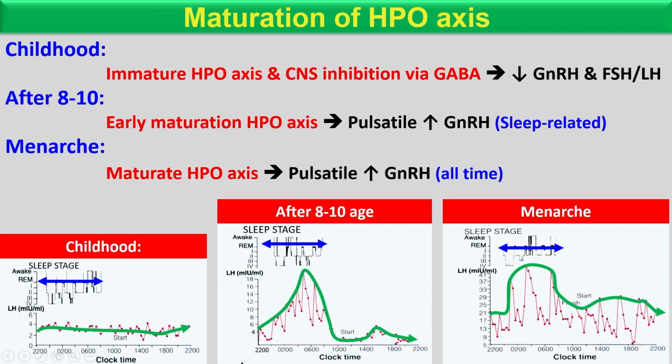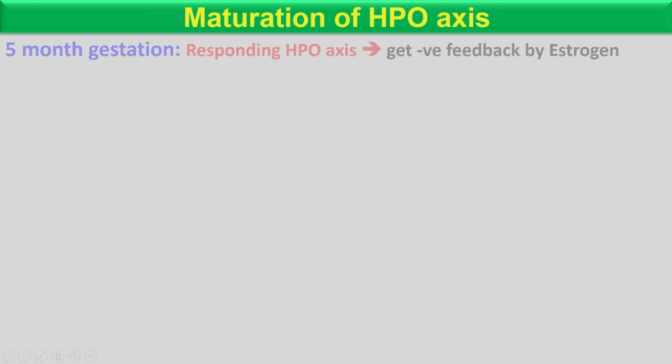Before birth, what is happening? At 5 months of gestation, the HPO axis starts responding to estrogen, so it gets negative feedback by the estrogen.